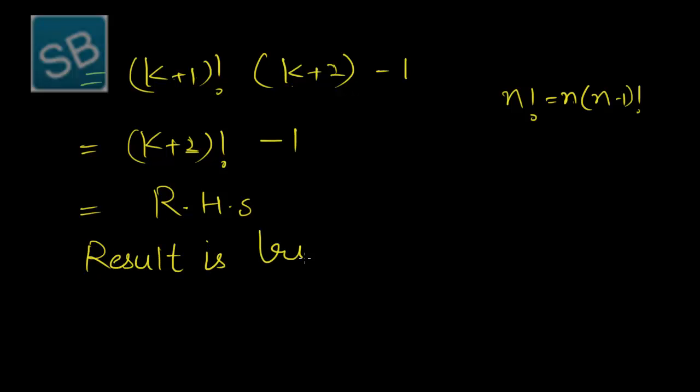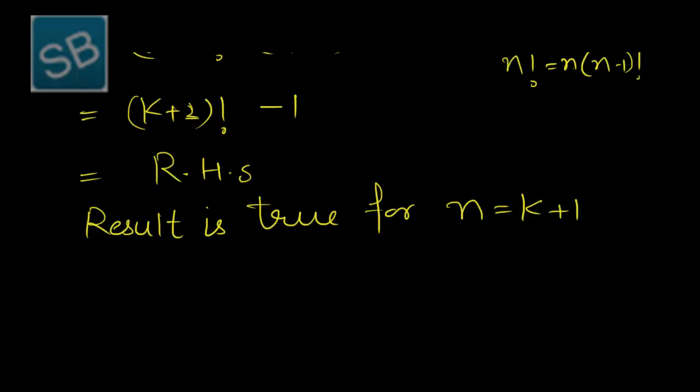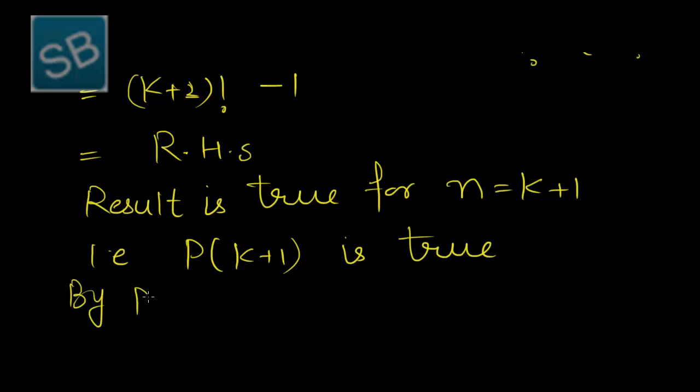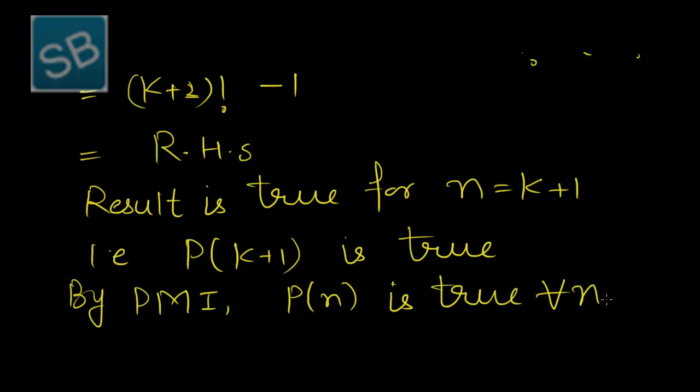So we can say that the result is true for n is equal to k plus 1. That is, P of k plus 1 is true. So by the principle of mathematical induction, Pn is true for all n belongs to natural numbers. So this was all about problem number 4.